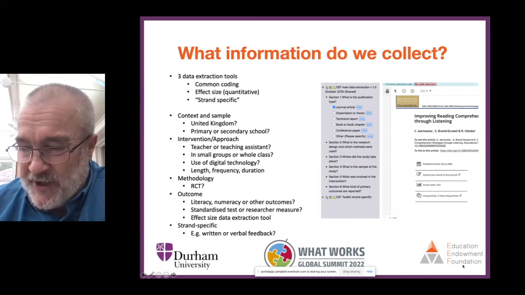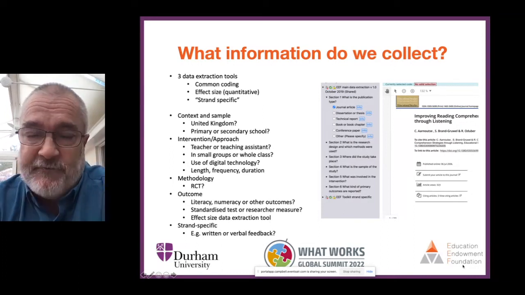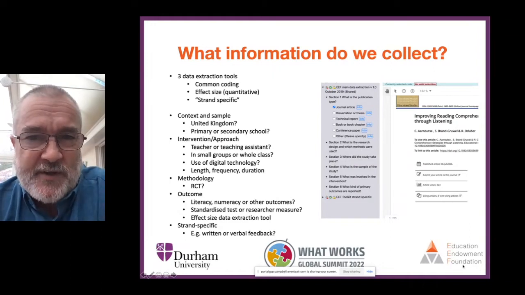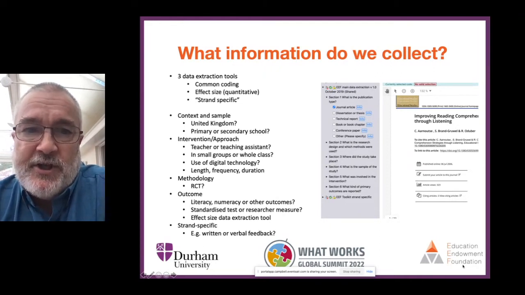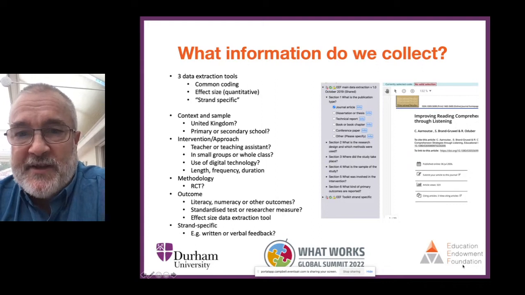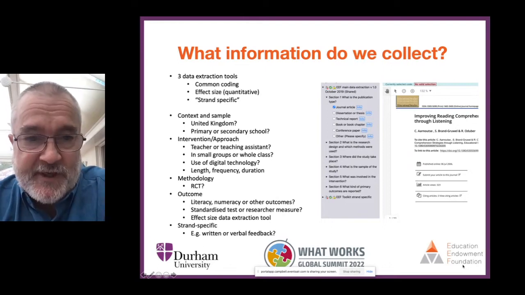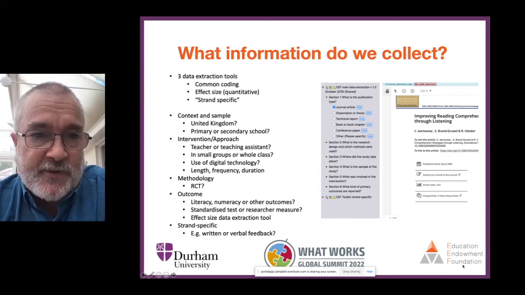We collect a fairly comprehensive set of information about each of the studies. So we've got three different data extraction tools. One that I think of as a common coding set, where we're trying to collect as much similar information about each study as possible. So that's by far the largest data set. We call it the main data extraction. And it looks at things like the type of publication, design, methods, details about the study, where it took place, what was involved in the intervention, and descriptive information about the types of outcomes.